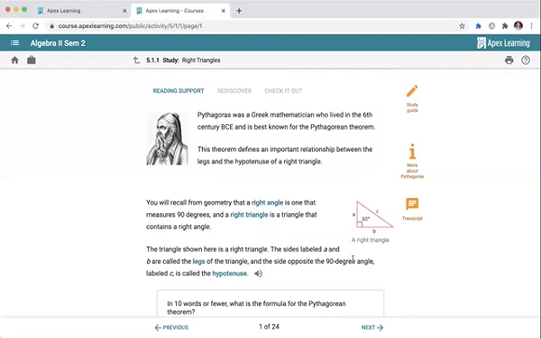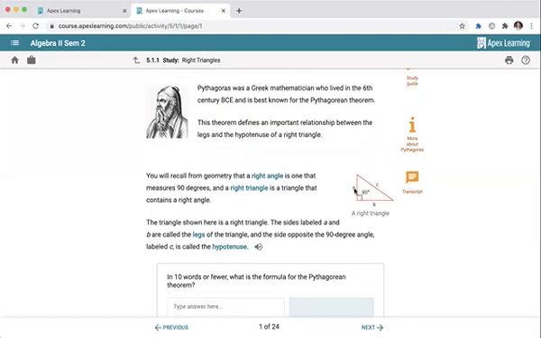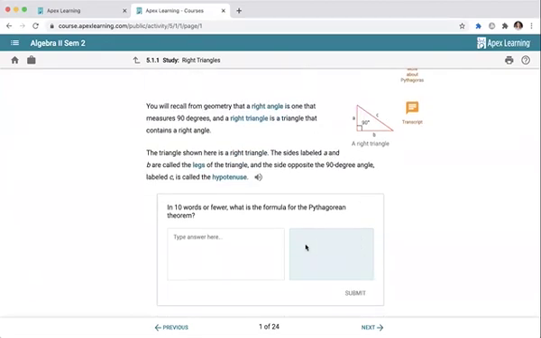If there's one 90-degree angle within the triangle, it's called a right triangle. Right here we have a triangle, and we label the sides A, B, and C. C is always the side that is across from the 90-degree angle. A and B are what we call the legs of our triangle, and C, opposite our 90 degrees, is called the hypotenuse.